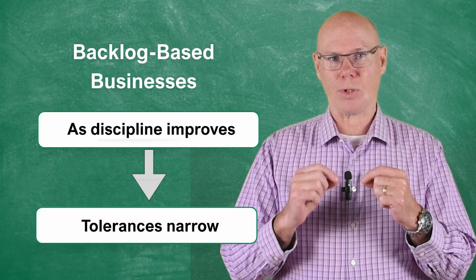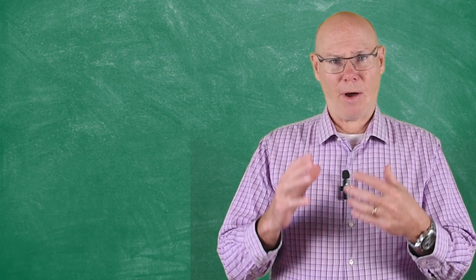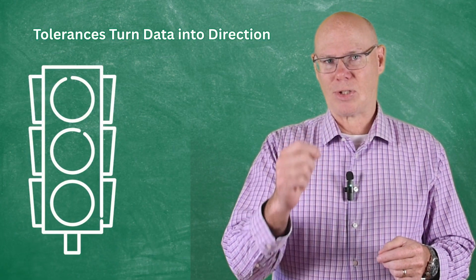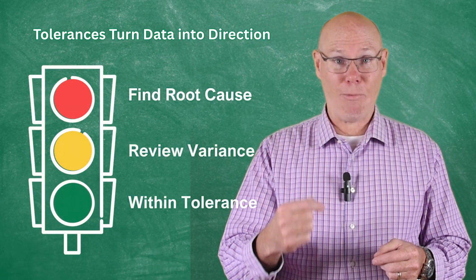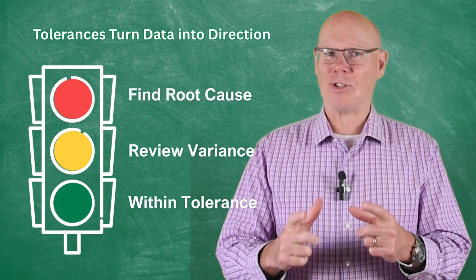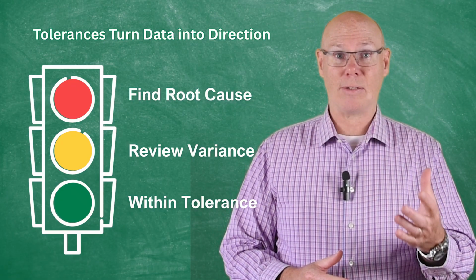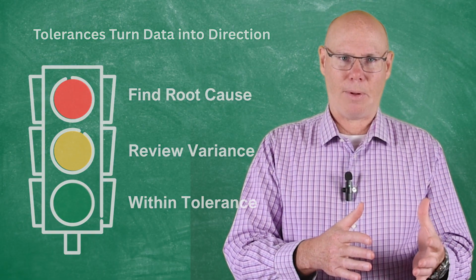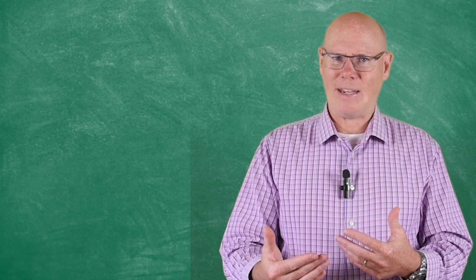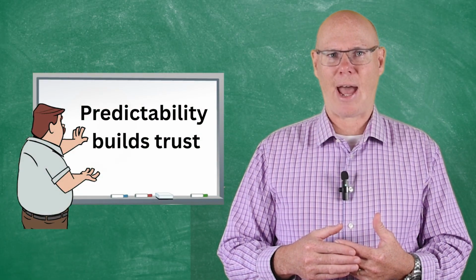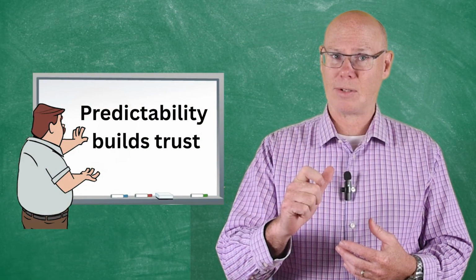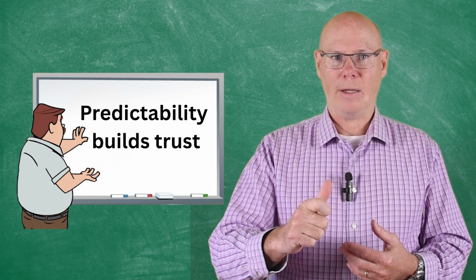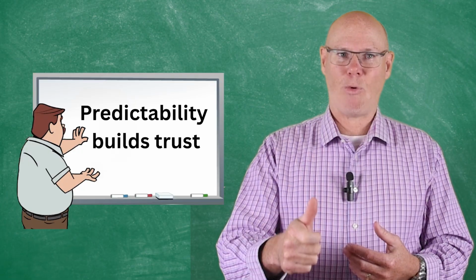The real power, though, of tolerances is how they turn numbers into signals. They tell you when to stop, when to ask questions, and when to adjust. They give leadership confidence that the process is under control, not because it's perfect, but because it's predictable. And at the end of the day, that's the real goal of forecast accuracy, not perfection, but trust. The ability to look at the numbers and know that when something's out of line, the system will catch it and the team will respond.